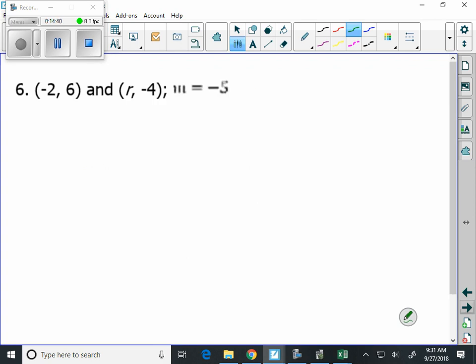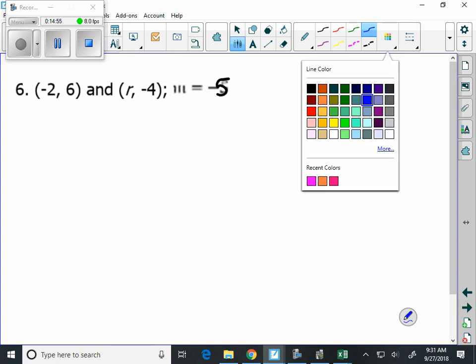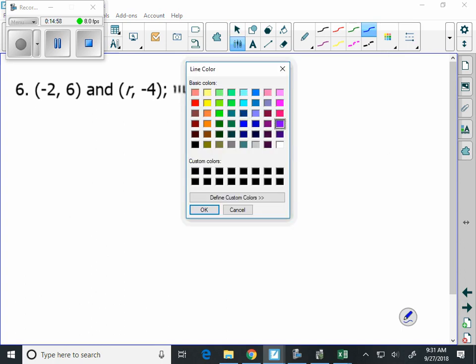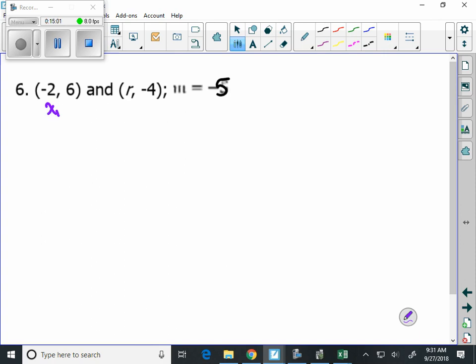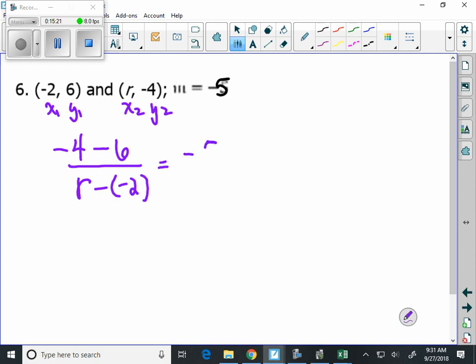Looking at our last problem, again, we want to find a value in here. If this is unreadable, the slope should be negative 5 on problem number 6. And let's label the points. Here's x1, here's y1, x2, y2. Again, our slope is -5, and we fill this in. So it's -4 minus 6 divided by r minus -2 equals our slope, which is -5.